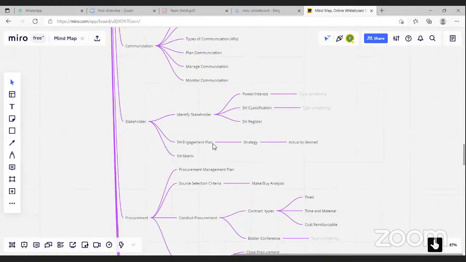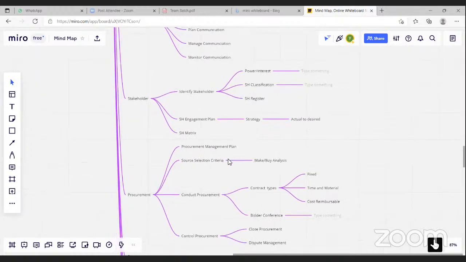Then coming to the stakeholder, we will first identify the stakeholders at the beginning of the project, and we classify them according to power and interest, and we'll put all the stakeholders in a register. The stakeholder register is a live document that will be updated throughout the project. Then we'll form a strategy to engage stakeholders, that is called the stakeholder engagement plan. We will try to bring the stakeholder interest from actual to desired. According to that, we'll develop a stakeholder matrix.